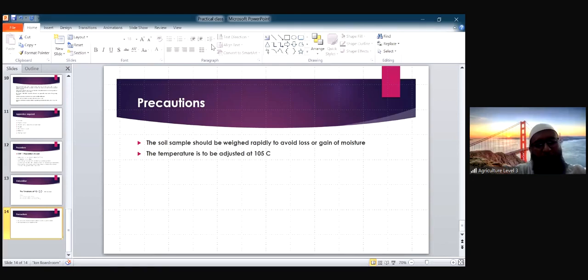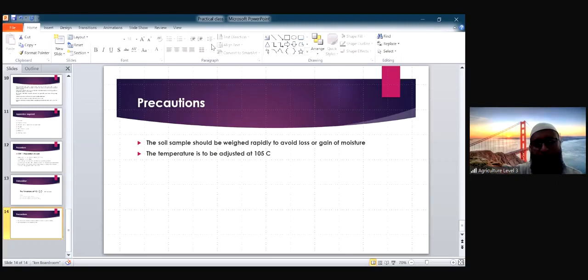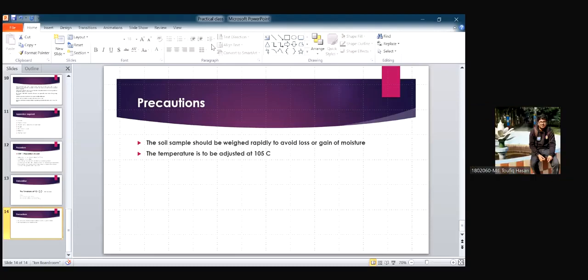We have a few lysimeters installed at the backyard of the department. Usually we do this experiment in those lysimeters. Thank you for bringing this terminology. Thank you, sir. Okay. Anything else? No? Sir. Okay.